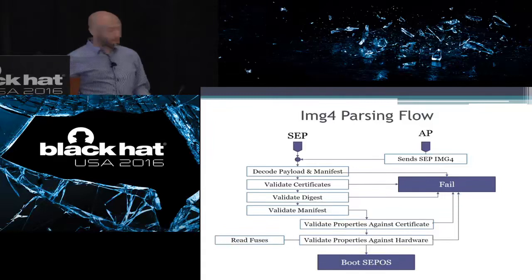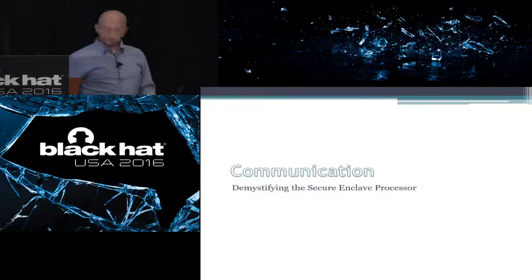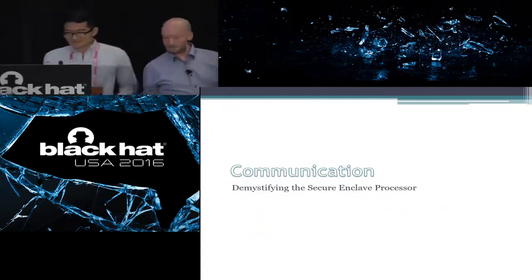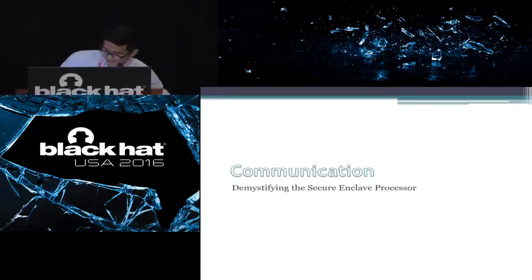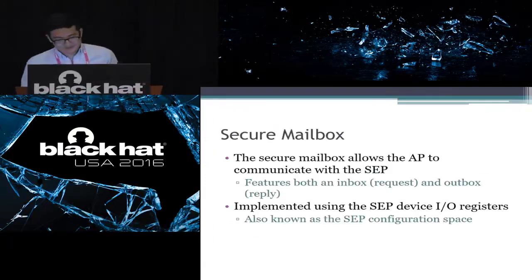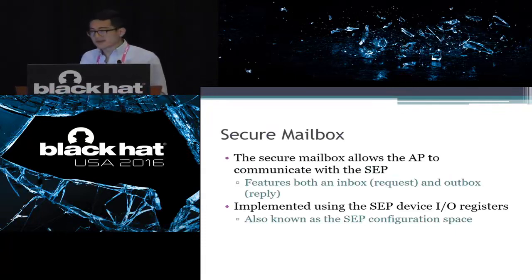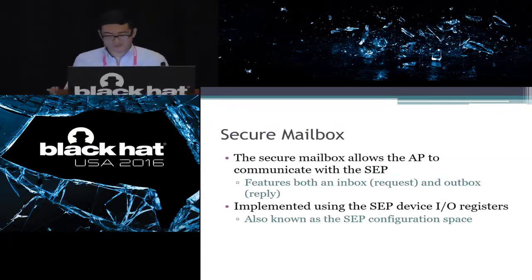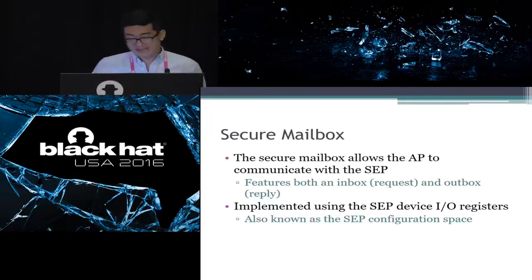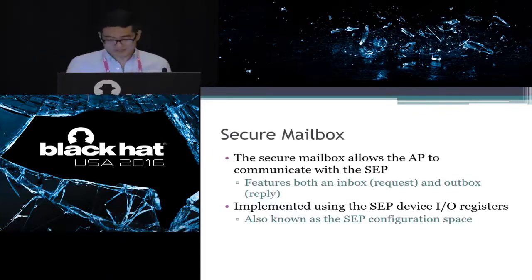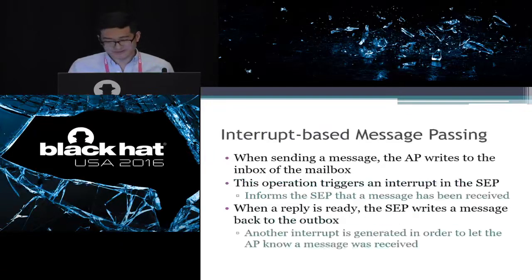On that, we will pass it over to Tarjay or David for the communications. Right. So I'm going to talk a little bit about how AP and SEP communicate with each other. And basically, this is done by a piece of shared hardware between them called a secure mailbox. And it has an inbox and outbox register. And even though they share, it looks a little bit like shared memory, it actually behaves more like a FIFO.